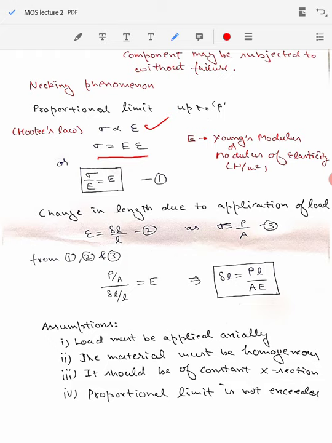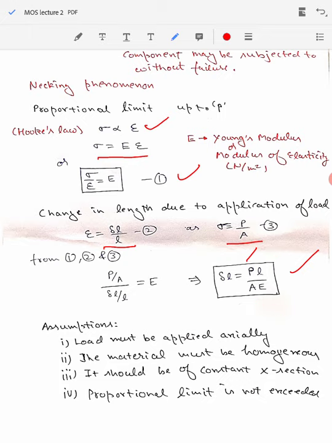and as we know that the stress is equal to load divided by area and strain is equal to deformation divided by the original length, we can use them in this equation 1, and we can find the deformation in the component in terms of applied load, the length of the component, area of the component, and modulus of elasticity of the material of the component.